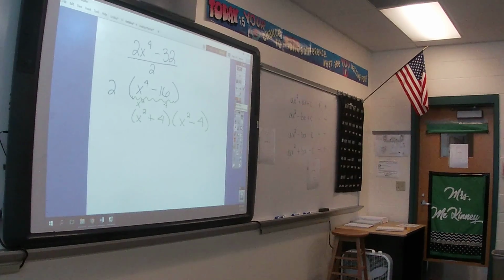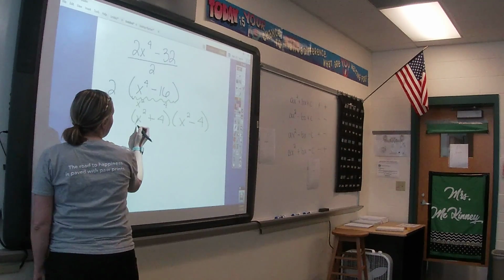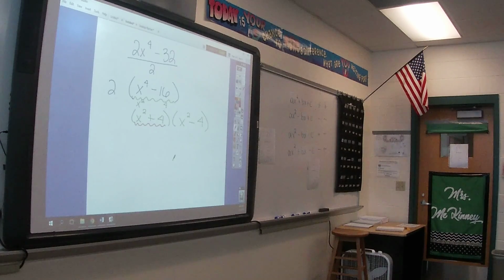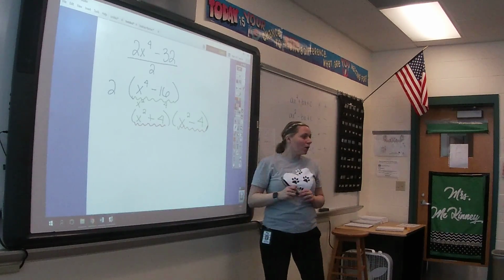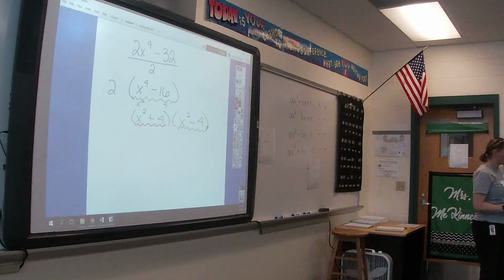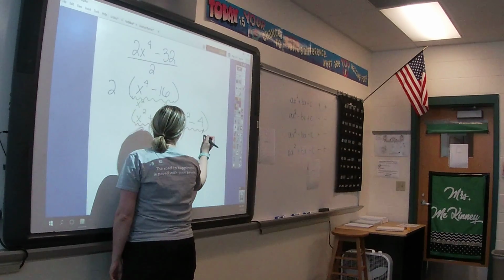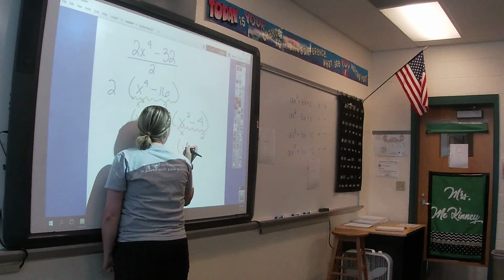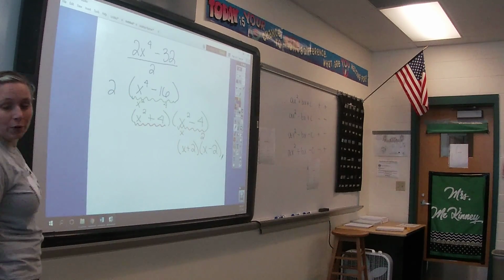So step 3 says to look for any other special cases. So now we're going to look at these individually. Is x squared plus 4 a special case? No, because it's an addition sign. Is x squared minus 4 a special case? Yes, because it's 2 terms, it's subtraction, and they are both perfect squares. So what number times itself gives us 4? 2. What number times itself gives us x squared? x. So we'll get an x plus 2 and an x minus 2.